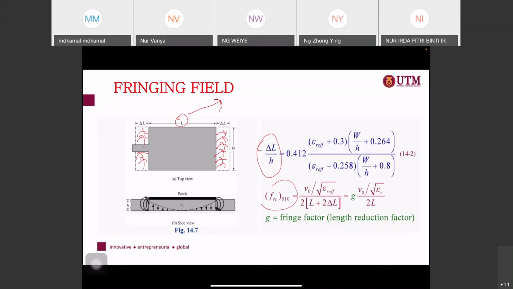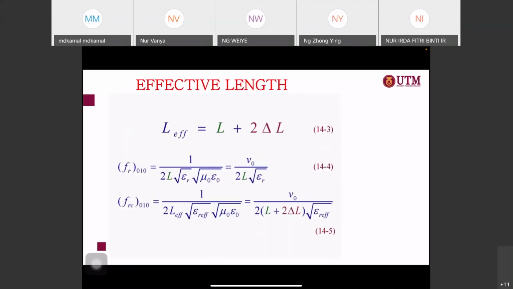And then you can see that this is a frequency, so you can have it in terms of this. How do you determine the length here? L effective is L plus 2 delta L. So this is the effective length. If you want to find L, you take your L effective minus the fringing field on both sides. Sometimes if you use this, you can have a more accurate value compared to the second one.